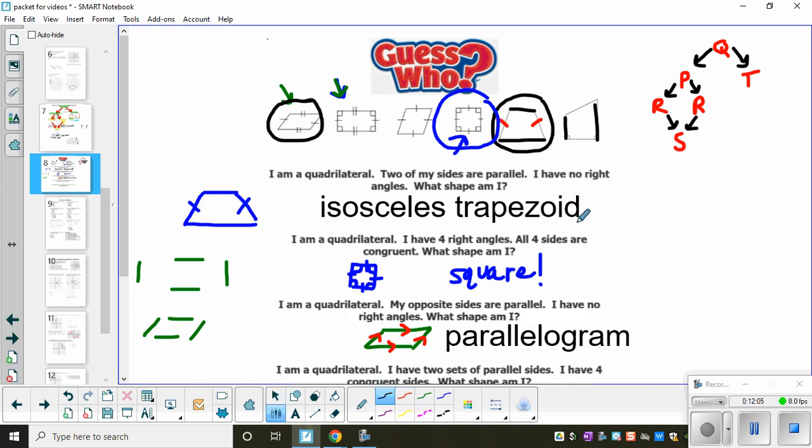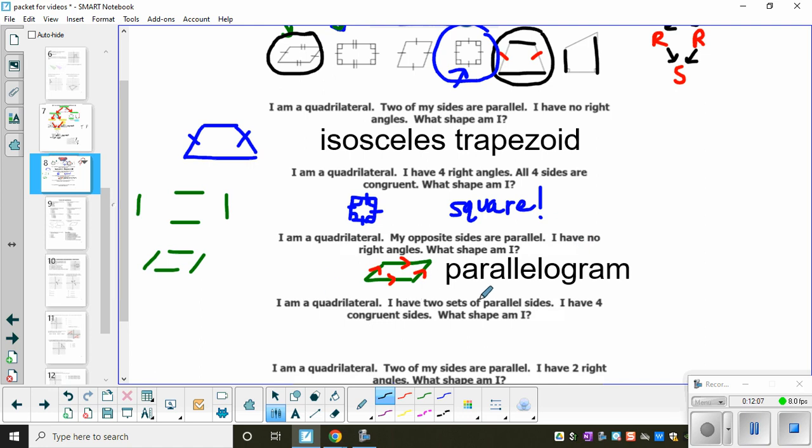We're good there. All right, I am a quadrilateral. I have two sets of parallel sides, so that means it has to be a type of parallelogram. And I have four congruent sides. So I have two sets of parallel sides and four congruent sides. I'm the rhombus. It didn't say anything about right angles, so I know I'm not a square. But if it does have congruent sides, it has to be either the rhombus or the square. And it didn't say anything about having four right angles, so we know it's not a square. So this one here is the rhombus.